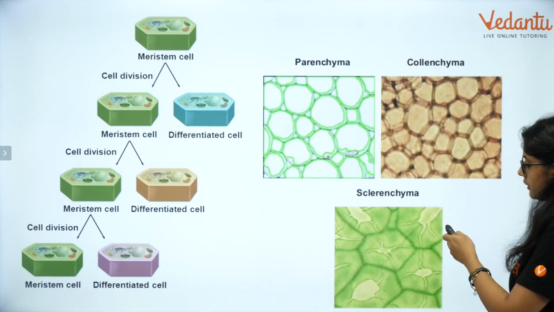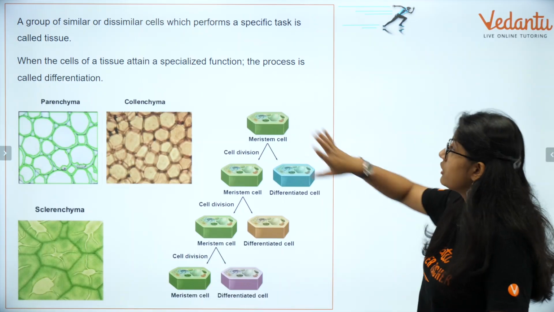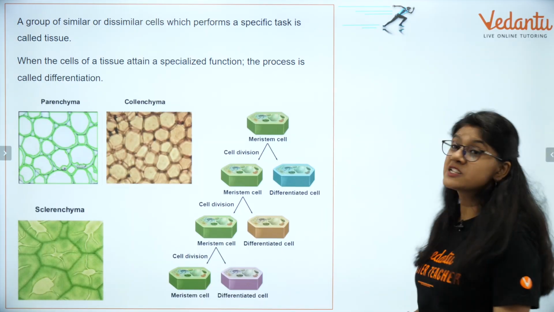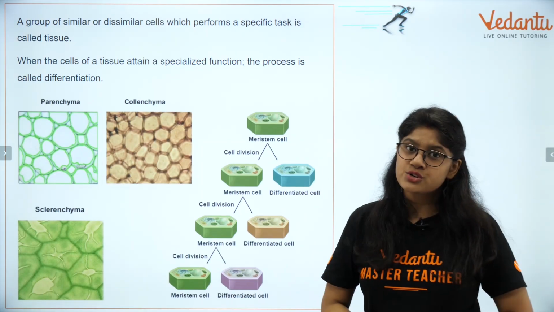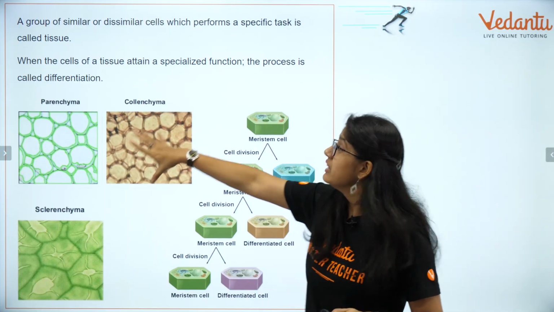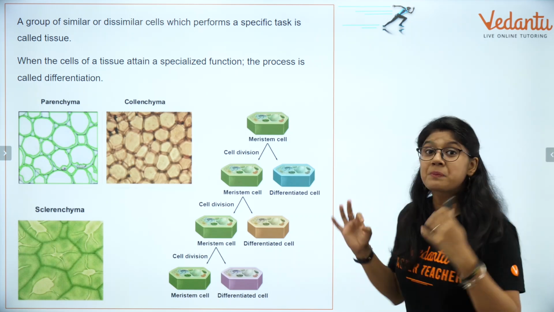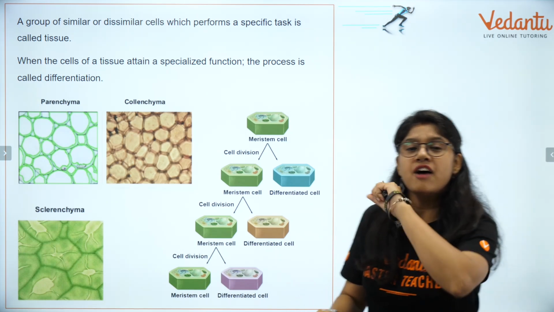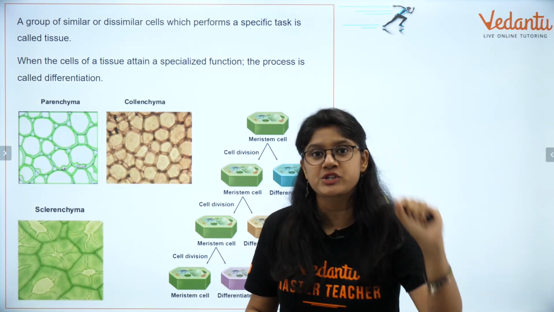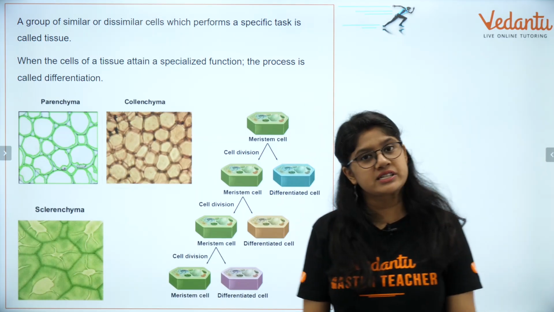Okay, let's see how you can write this particular answer. A group of similar or dissimilar cells which performs a specific task is called a tissue. And what is differentiation, everyone? When the cell of a tissue attains a specific or specialized function, we have to emphasize the specialized function, everyone, the process is called differentiation.